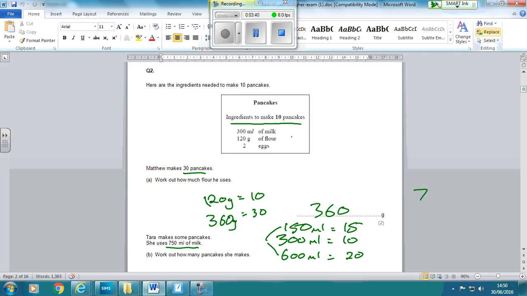We end up with 750 mils. Oh sorry, that's not 15 at all, is it? Sorry, that should just be 5. I just want to make a mistake. And so if you add these two together, 750 mils is going to be 25 pancakes.